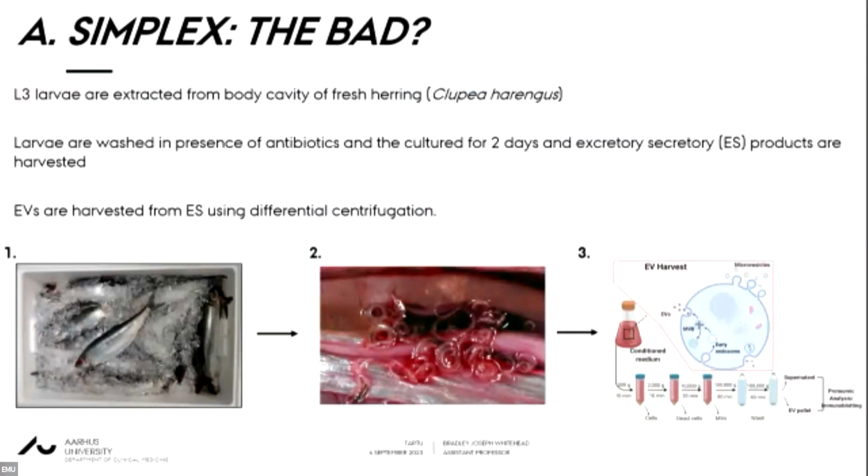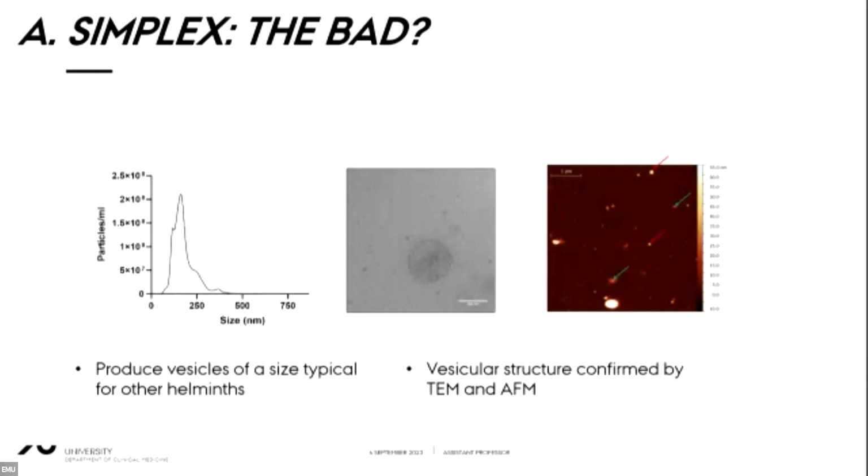It's quite a simple experiment for us. We can literally buy herring from the fish market. We isolate the worms from the body, and then we can just culture these for 3 to 4 days and isolate extracellular vesicles. So they do produce EVs, and we can see vesicular structures when we look using TEM or cryo-TEM and AFM.